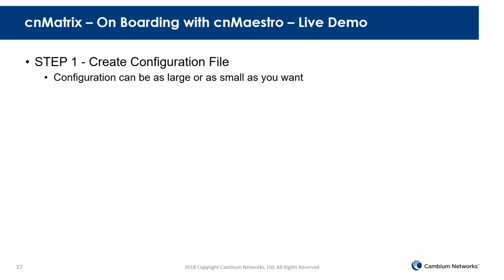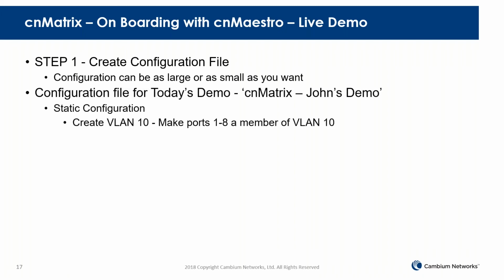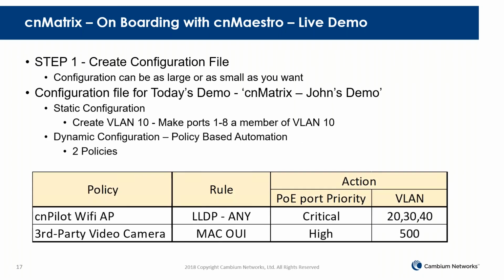So step 1 is to create the configuration file. And I've done that already. It's called cnMatrix John's Demo 3 or something like that. Now, this config file that you create, it can be as simple or as large as you want. For today's demo, I am doing one piece of static configuration. I'm going to create VLAN 10, and I'm going to make all of my copper ports a member of VLAN 10. The second thing in my configuration file is I'm going to include 2 PVA policies.